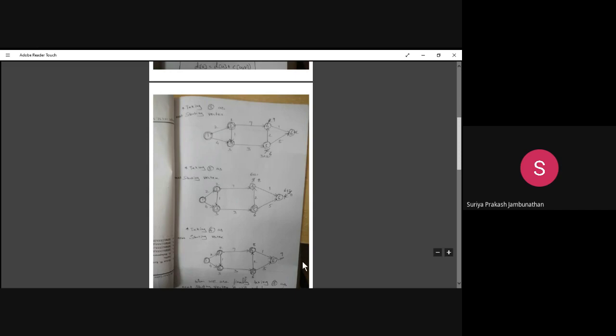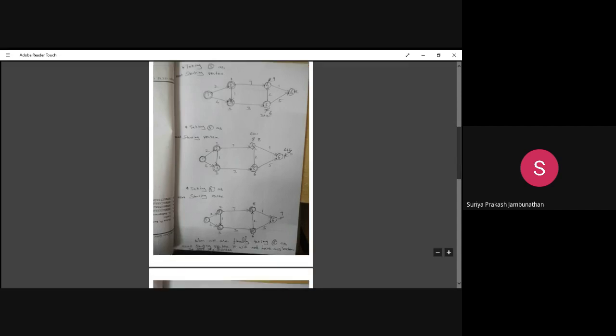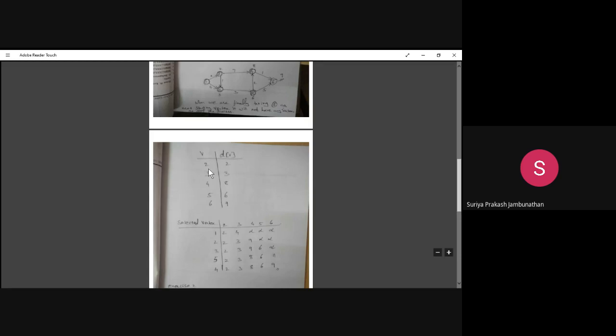Okay. So next to this, we are making an identification. For 2, the weight is 2. For 3, the weight is 3. For 4, the weight is 8. For 5, the weight is 6. For 6, the weight is 9. So I made the diagrams now.